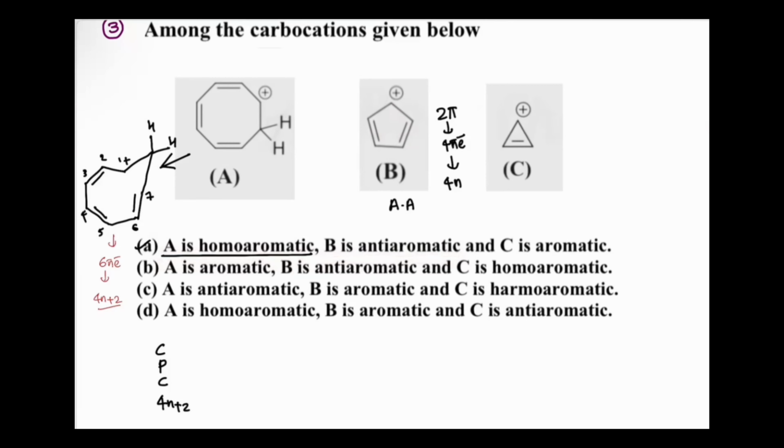In C, we can see there is a 3-membered ring. It contains 1 pi bond and 1 carbocation. Here it is cyclic and all the carbon atoms are sp2 hybridized, so it is planar, and it is conjugated because it contains 1 double bond and 1 carbocation. The total number of electrons here is 2, which is an example of a 4n plus 2 system when n is equal to 0. So it is cyclic, planar, conjugated, containing 4n plus 2 pi electrons, so it is aromatic. Okay, so here the correct option will be option A, where A is homoaromatic, B is anti-aromatic, and C is aromatic.